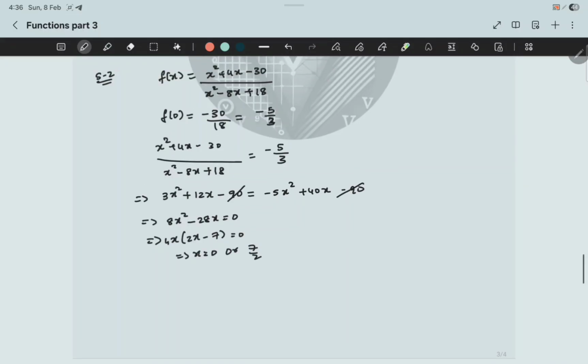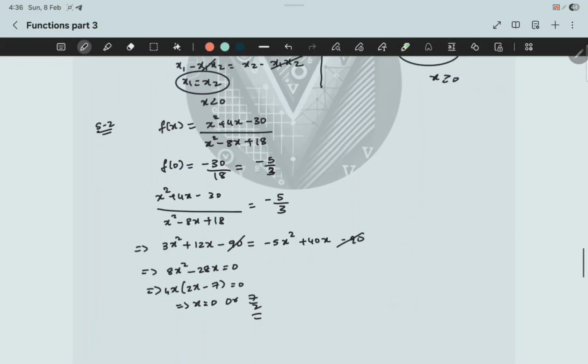Luckily, with f of 0 only we found out that f of 7 by 2 also is minus 5 by 3. That means it should be a many to 1 function, because f of 0 is minus 5 by 3 and f of 7 by 2 also is minus 5 by 3. Now you may ask, sir, what if we get only one value of x here? Then we may try with some other value, and let us say again we get one more value only.